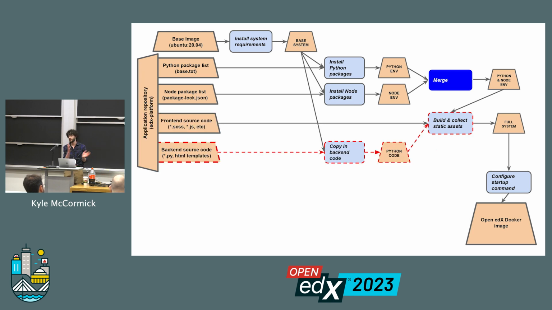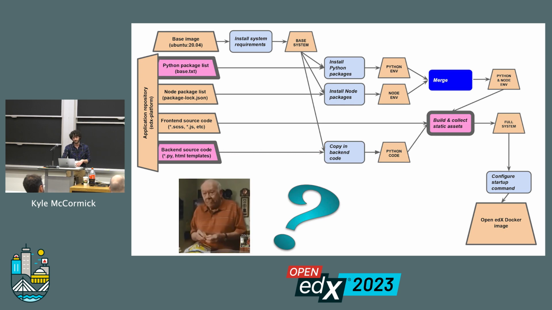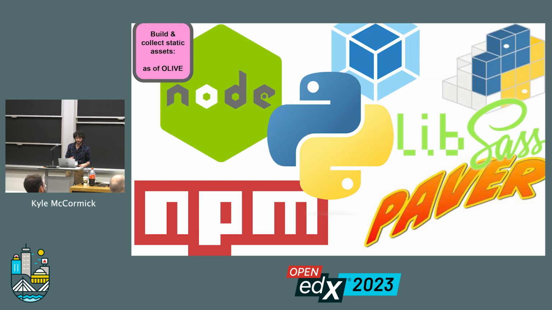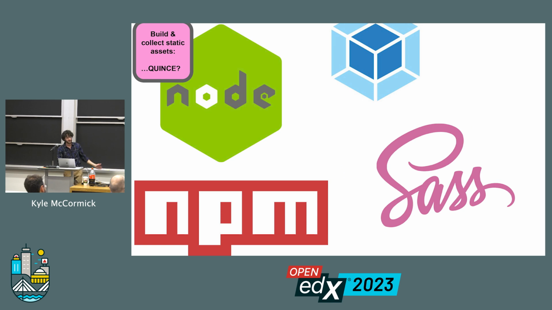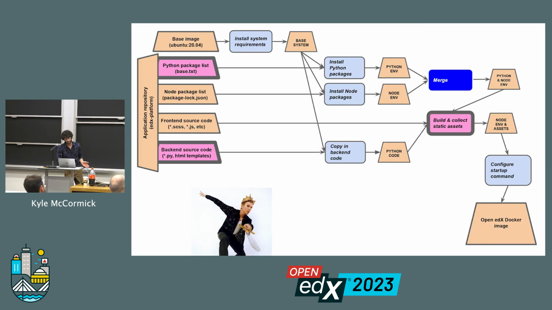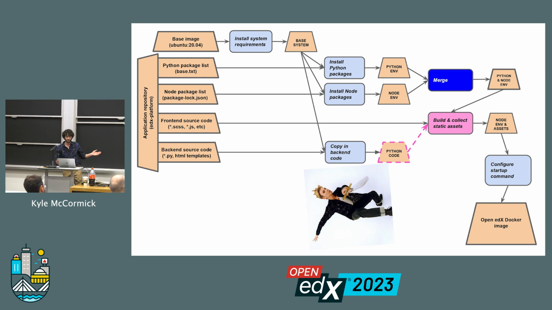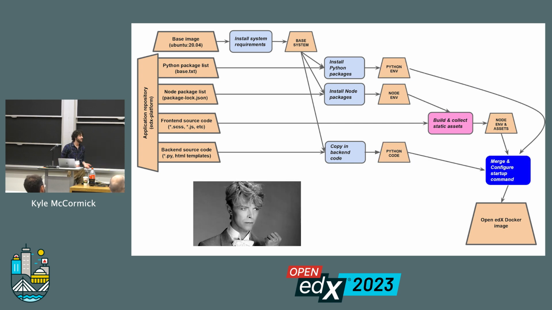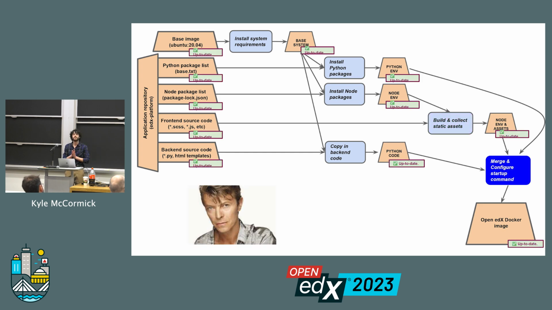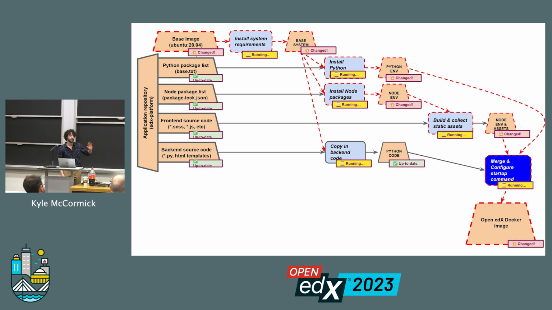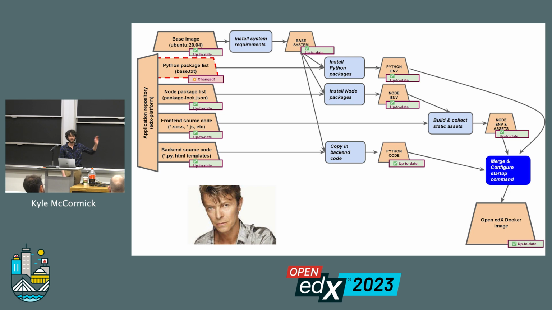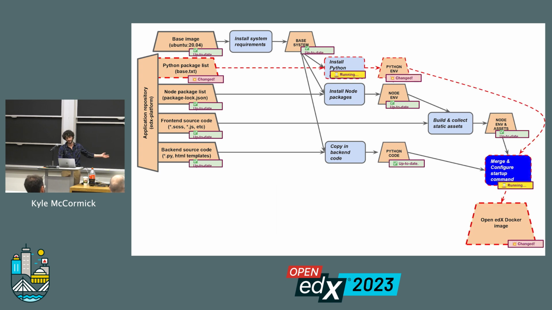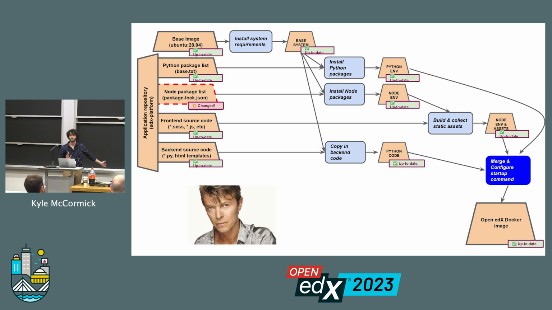And even if we take the edx-platform source code and break it into 2 pieces, the front end and the back end parts, even changing the back end source code results in a rebuild of the static asset build. Why is that? Well, it's because for legacy reasons, the static asset build process for edx-platform involves a mishmash of different technologies, both front-end and back-end technologies. We require Python tools, a Python environment, in order to build static assets. And this is something we're trying to undo.